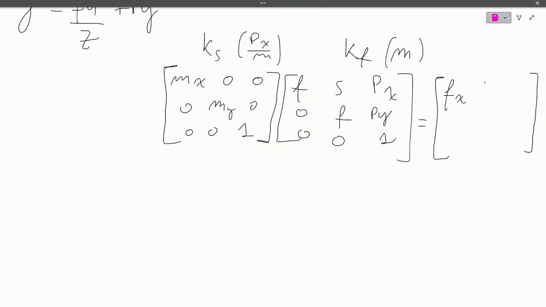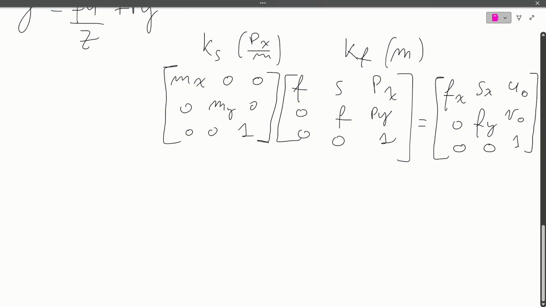fx, sx, and then we can just change the notation because we now have this translation here, but in another unit of measure. So we can say that px now is u0 and py is v0. So fx, sx, u0, 0, fy, v0, 0 0 1.